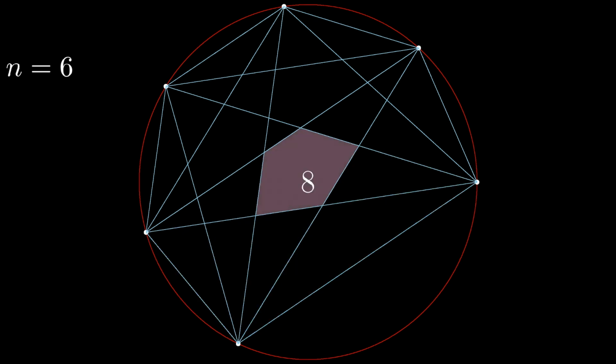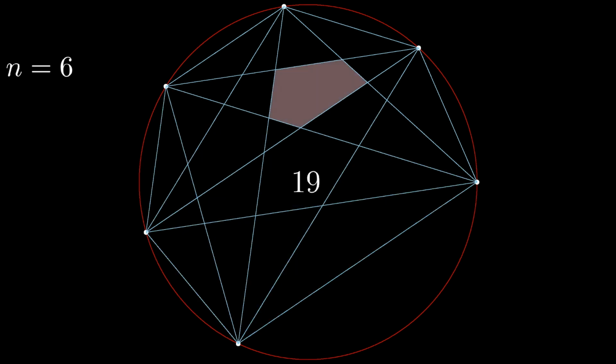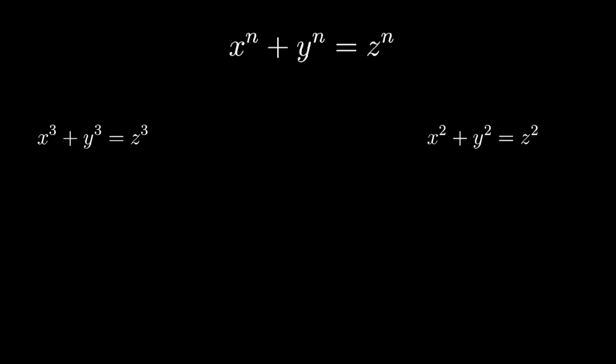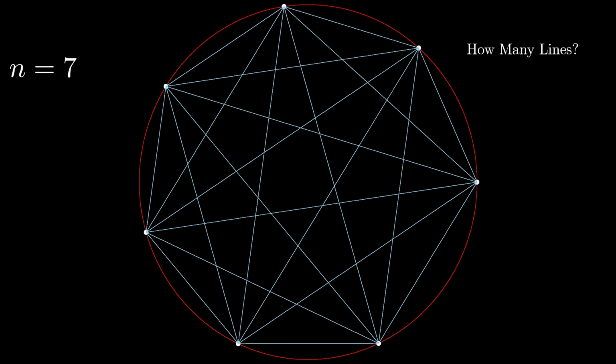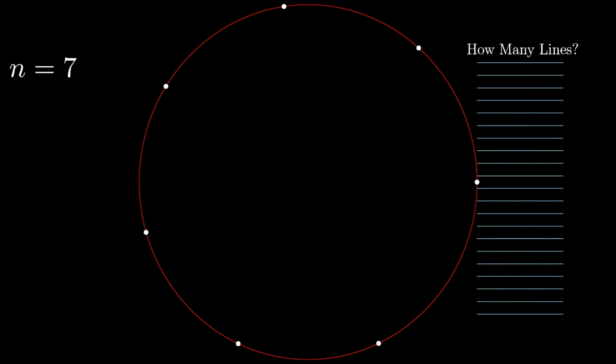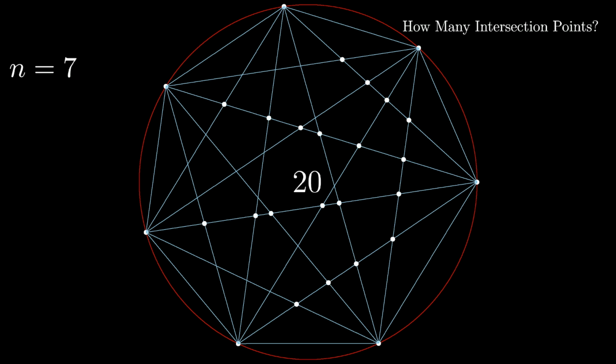I think it's fair to call this a hard problem, and in solving hard problems, it's a good idea to ask simpler questions about the same setup. In this case, I have 2 questions for you. 1. How many lines are there? And 2. At how many points do these lines intersect within the circle?